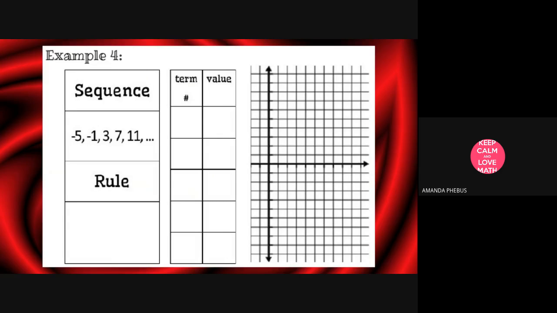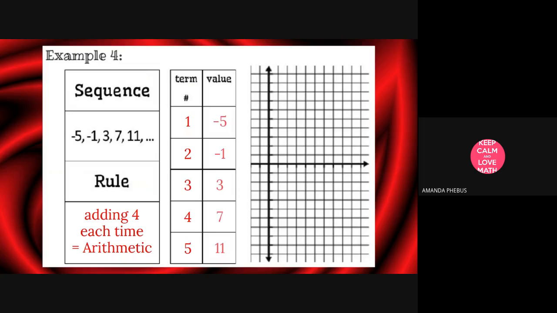All right, -5, -1, 3, 7, and 11 is our sequence, and it looks like our rule is adding 4 each time, so we should expect to see a slope of 4. There's our term values, our position, and here is our values, what number's actually in that spot. And if we graph it, there it is. You can squeeze 11 up here. It's up at the tippy top, but it'll fit.